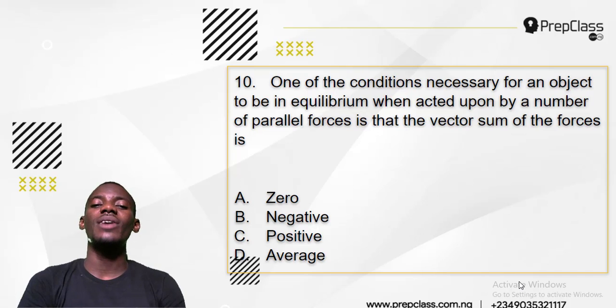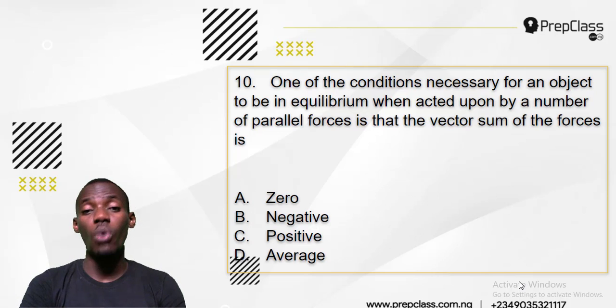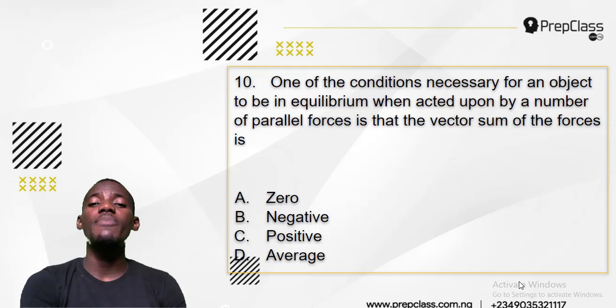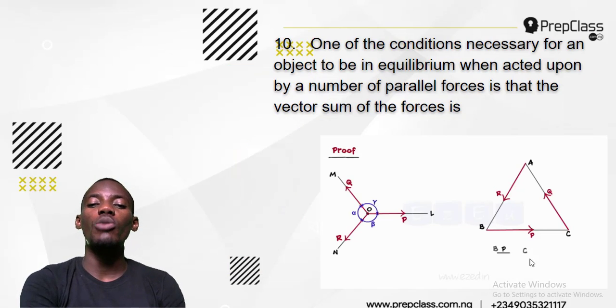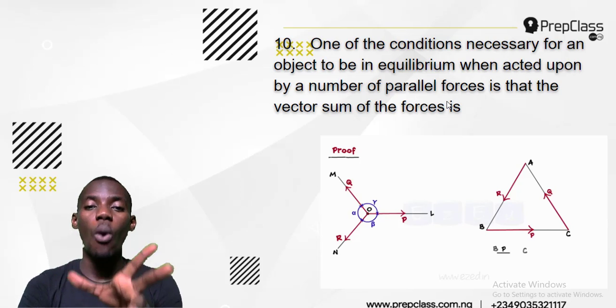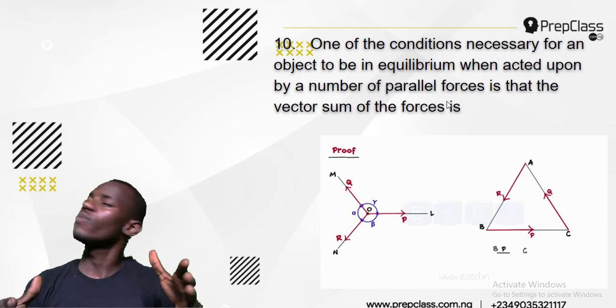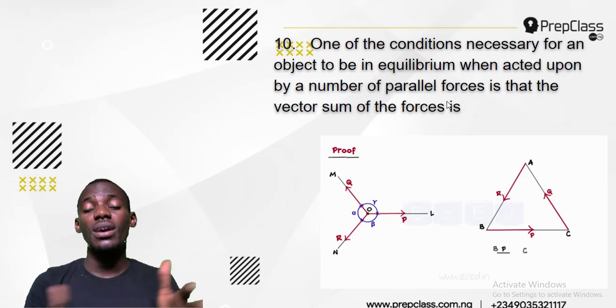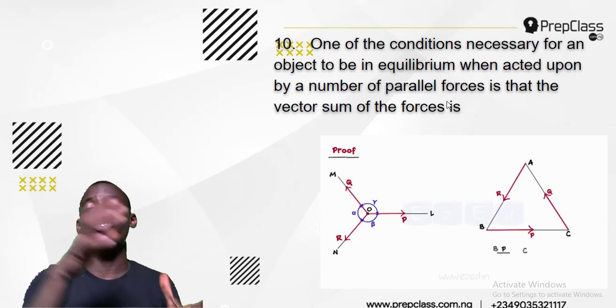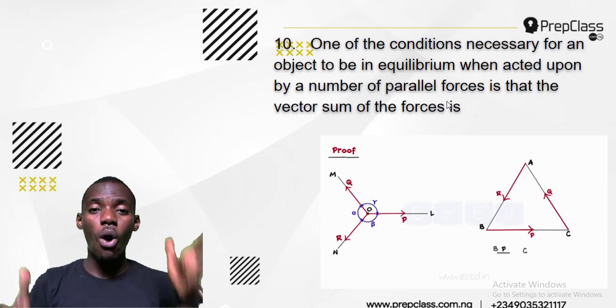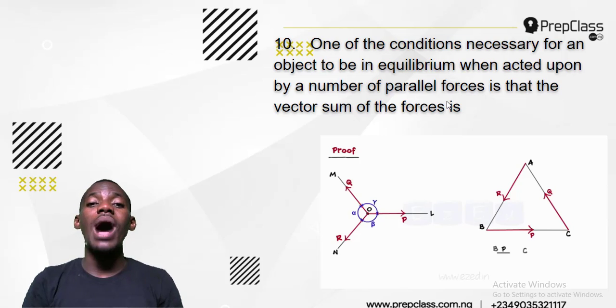One of the conditions necessary for an object to be in equilibrium when acted upon by a number of parallel forces is that the vector sum of the forces is what? Now, for anything in equilibrium, like these forces you see here, they all sum up to 0. The word equilibrium came from the word equal. The forces, if you add them up, will be equal to 0. That means if you add up the algebraic sum of all the forces that are at equilibrium, it will amount to 0. And that is just it.